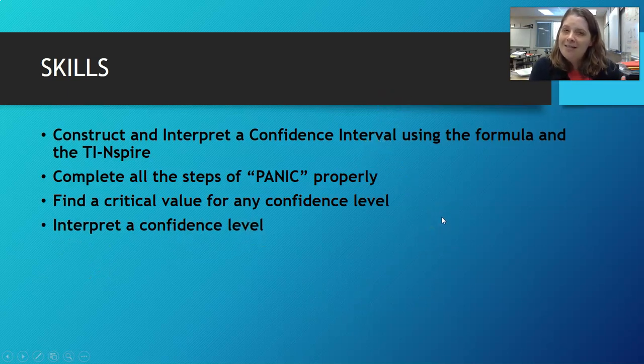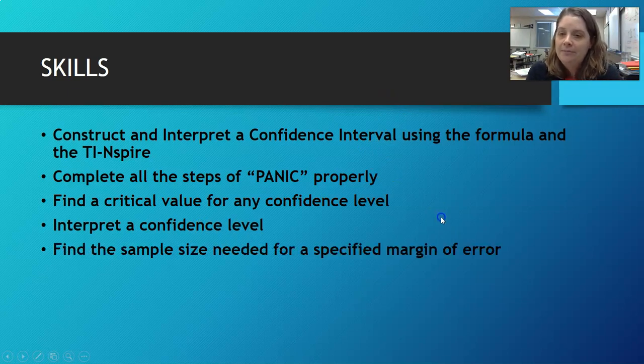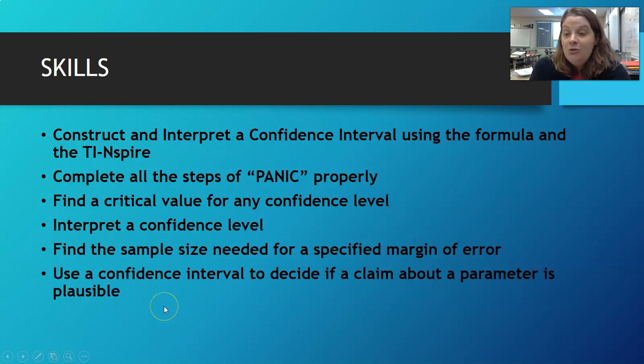So be able to say, what does it mean to be 95% confident? Okay, you need to be able to find a sample size for a specific margin of error. So if I say, if I want to be within 5%, how many people do I need to interview? You've got to be able to deal with that number. You need to use a confidence interval to decide if a claim is plausible. So looking at this, is it plausible that it's more than 50%? Is it plausible it's 40%? Be able to use that confidence interval. And remember that the confidence interval gives you a range of plausible values for the truth.